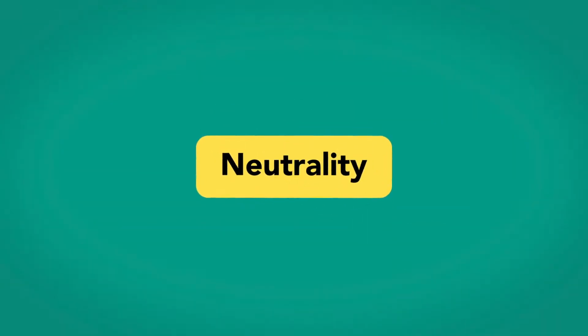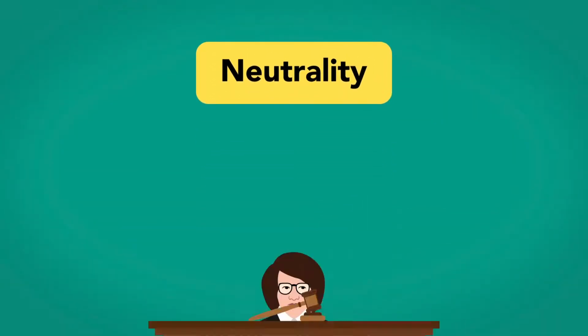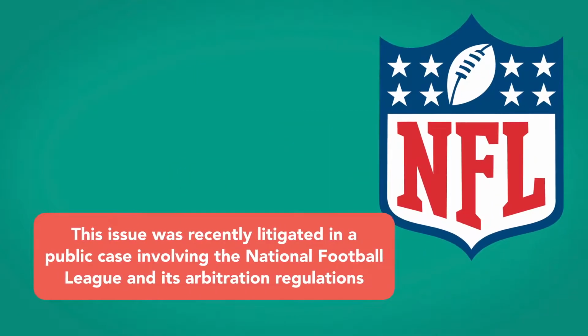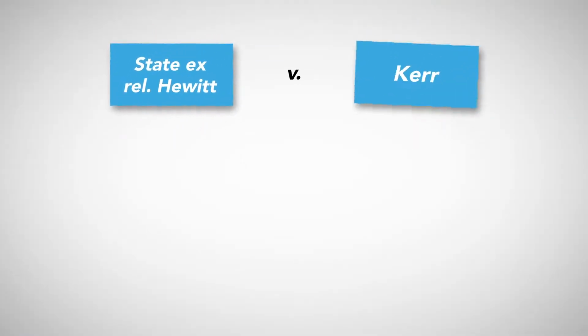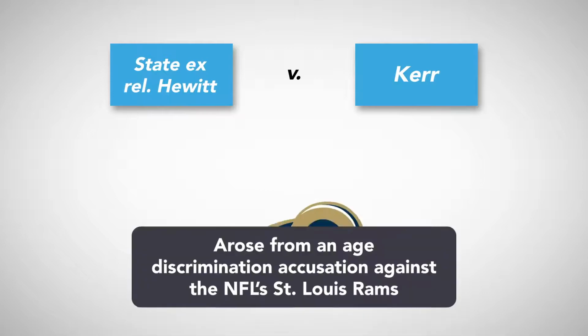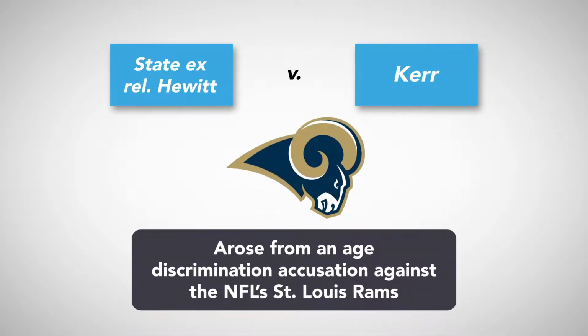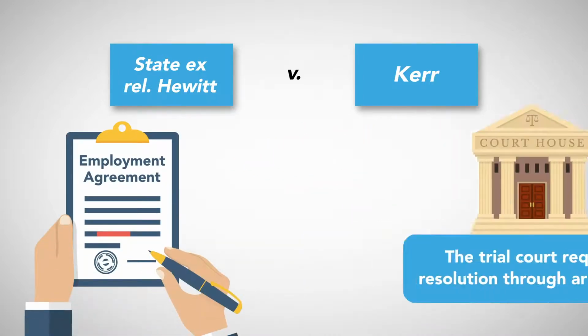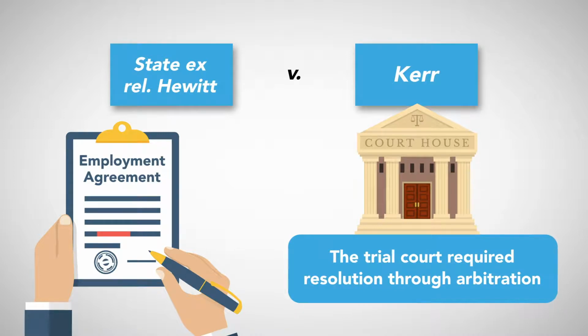Neutrality is a crucial aspect of arbitration. For the parties to have confidence in the process, they must believe that the arbiter has no bias or predisposition toward either party. This issue was recently litigated in a public case involving the National Football League and its arbitration regulations. State ex rel. Hewitt v. Kerr arose from an age discrimination accusation against the NFL's St. Louis Rams. Based on an arbitration clause in the plaintiff's employment agreement, the trial court required resolution through arbitration.